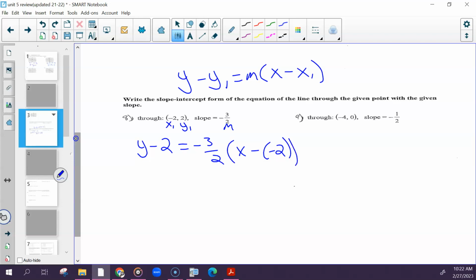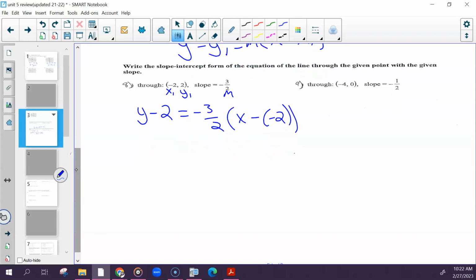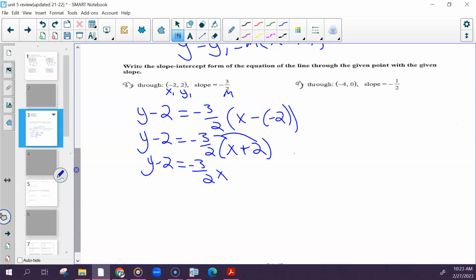Because we have minus minus, that's going to become a plus. You can either do that right away or do it next, but you cannot distribute until you have done that. Then we could distribute. We have negative 3 over 2x minus 3, and add 2 to both sides. So our equation would be y equals negative 3 over 2x minus 1.